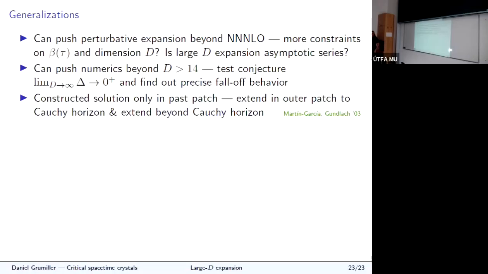In both the numerical and the analytic work, we constructed a solution only in the fast patch because that was sufficient to get the echoing period, the lag angle, and also the periodic exponent gamma. But it might be interesting to extend this solution to the outer patch, all the way up to the Cauchy horizon, and then to consider if or how you can extend beyond the Cauchy horizon. So in 4 dimensions, this was done by, I think, Garcia and Gundlach. But in higher dimensions.